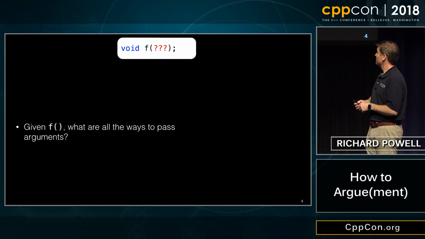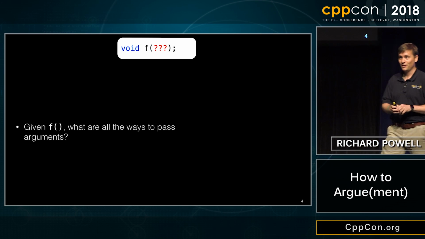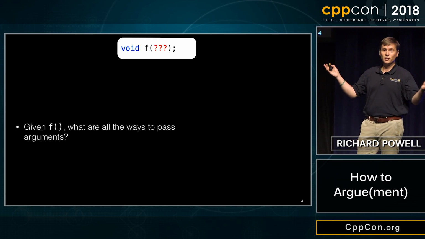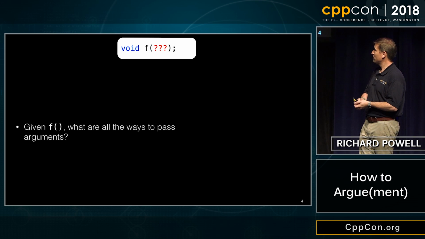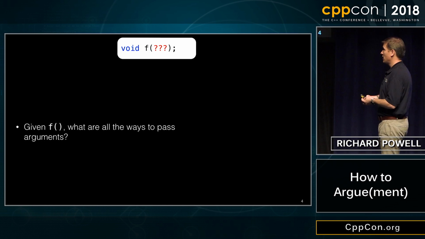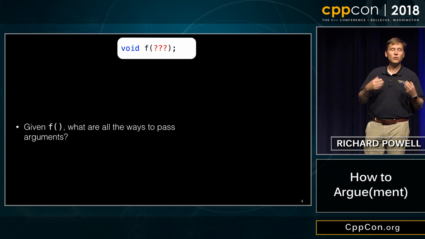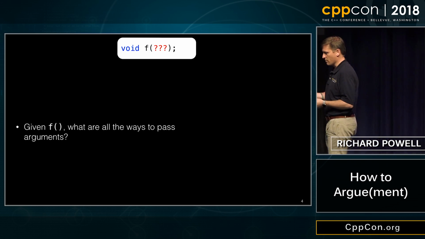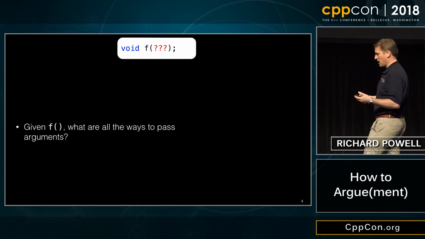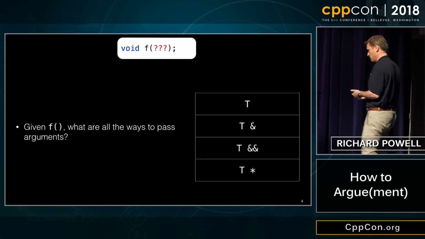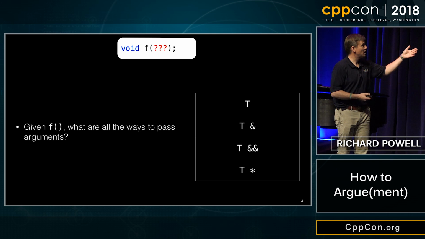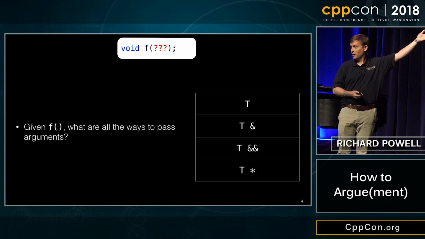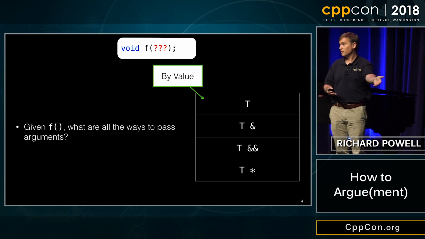So let's get started. So given a function, f, badly named function f, what are all the ways to pass arguments? So what are all the ways that you can pass your argument types? Well, I'm going to put up a couple here, the obvious ones. You can pass by value.